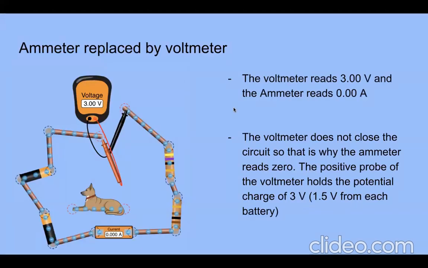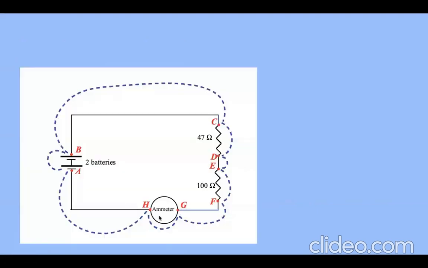And when we replace one of the ammeters, so we replace this top ammeter with a voltmeter, the voltmeter reads 3 volts and the ammeter reads 0 amps. And this is because the voltmeter does not close the circuit. So these total 3 volts are just shooting up to the voltmeter, getting recorded, but not continuing through. And that is why this reads 0.